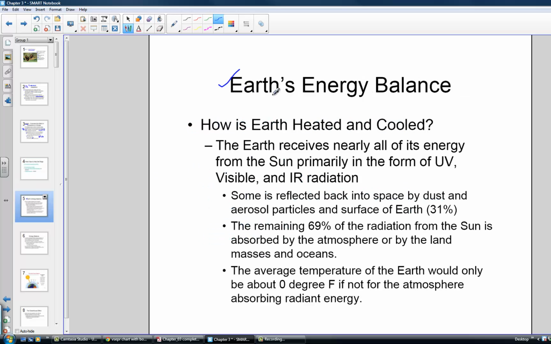Welcome back. Let's begin discussing the Earth's energy balance. We'll talk about how Earth is heated and cooled, and in terms of the Earth receiving nearly all of its energy from the Sun, primarily in the UV, the visible, and the IR radiation spectrum.